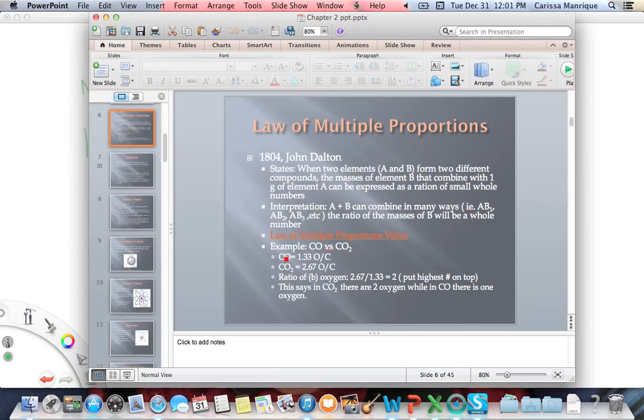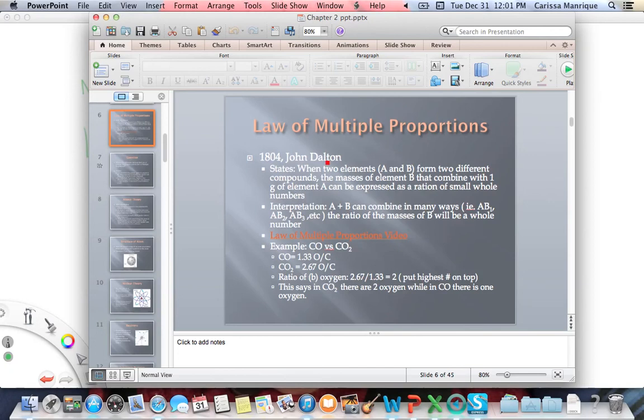Oxygen weighs 16 on the periodic table. Carbon weighs 12. You always put the one that weighs the most on the top. So oxygen is 16, carbon is 12, so 12 divided by 16 is 1.33. Now let's look at CO2. The only difference between these two is an extra oxygen. So now I'm going to have oxygen, 16 multiplied by 2 is 32, divided by 12, you get 2.67. So those are just like the law of definite proportions for each of those.